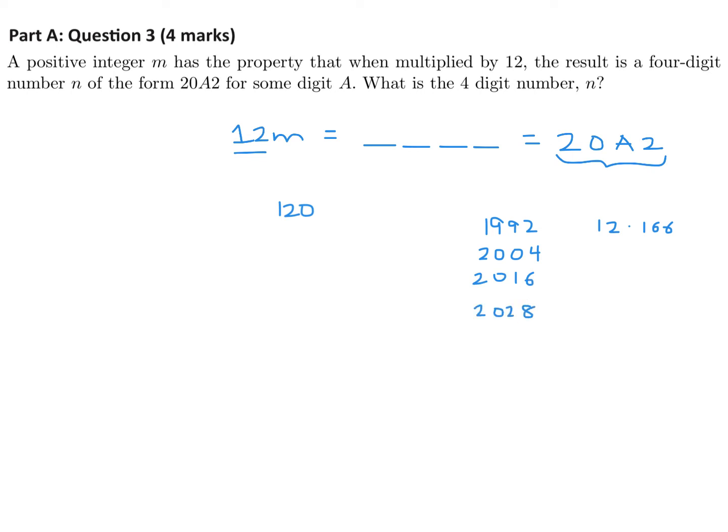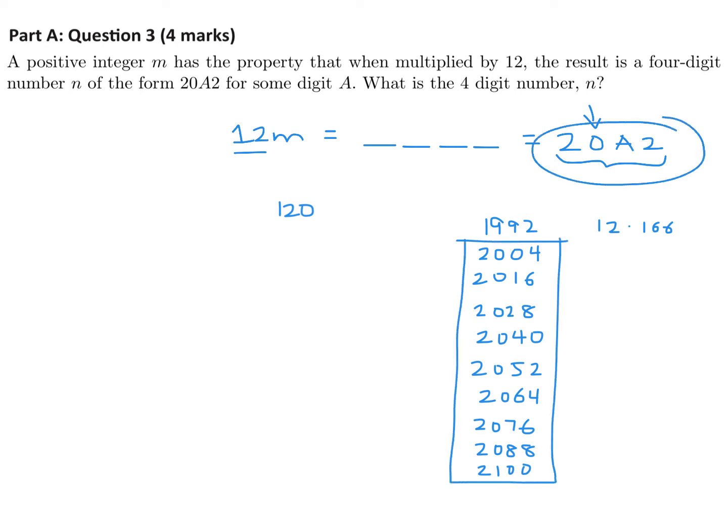2028, 2040, 2052, 2064, 2076, 2088, and then 2100. So I'll stop there because this obviously is less than 2100. So of these, which one is this guy? Well, this one ends in a 2. It's the only one that ends in a 2, and therefore that's got to be the n. So n is equal to 2052, and that means a is equal to 5. And that's it.